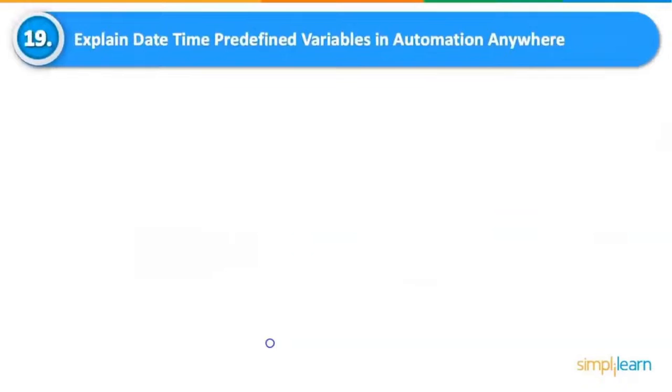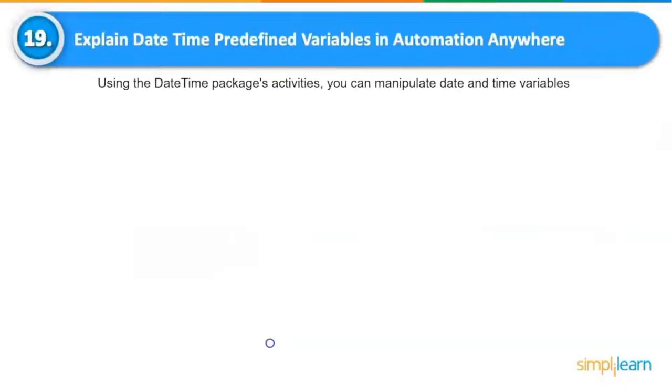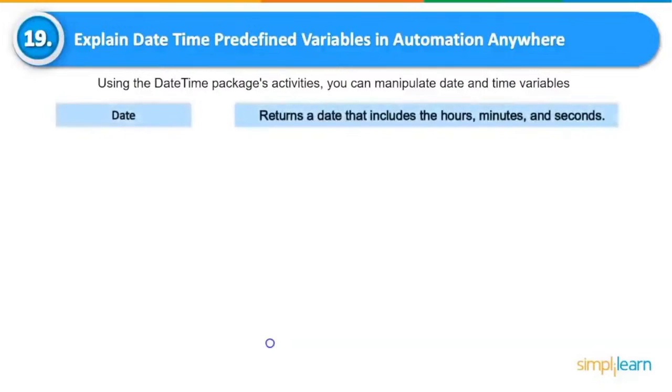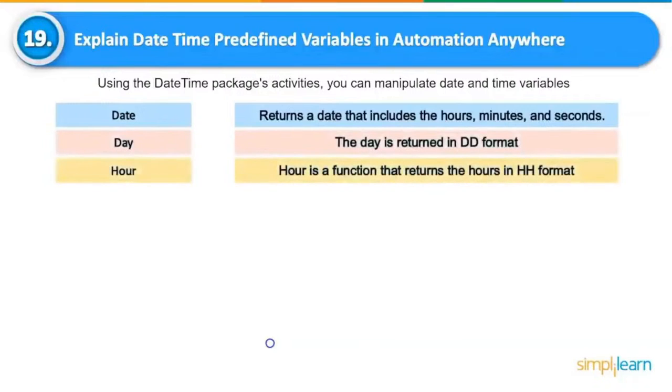Explain the date time predefined variables in Automation Anywhere. Using the date time package activities, you can manipulate date and time variables. Date returns a date that includes the hours, minutes, and seconds. Day, the day is returned in date format. Hour is a function that returns the hours in hours format.